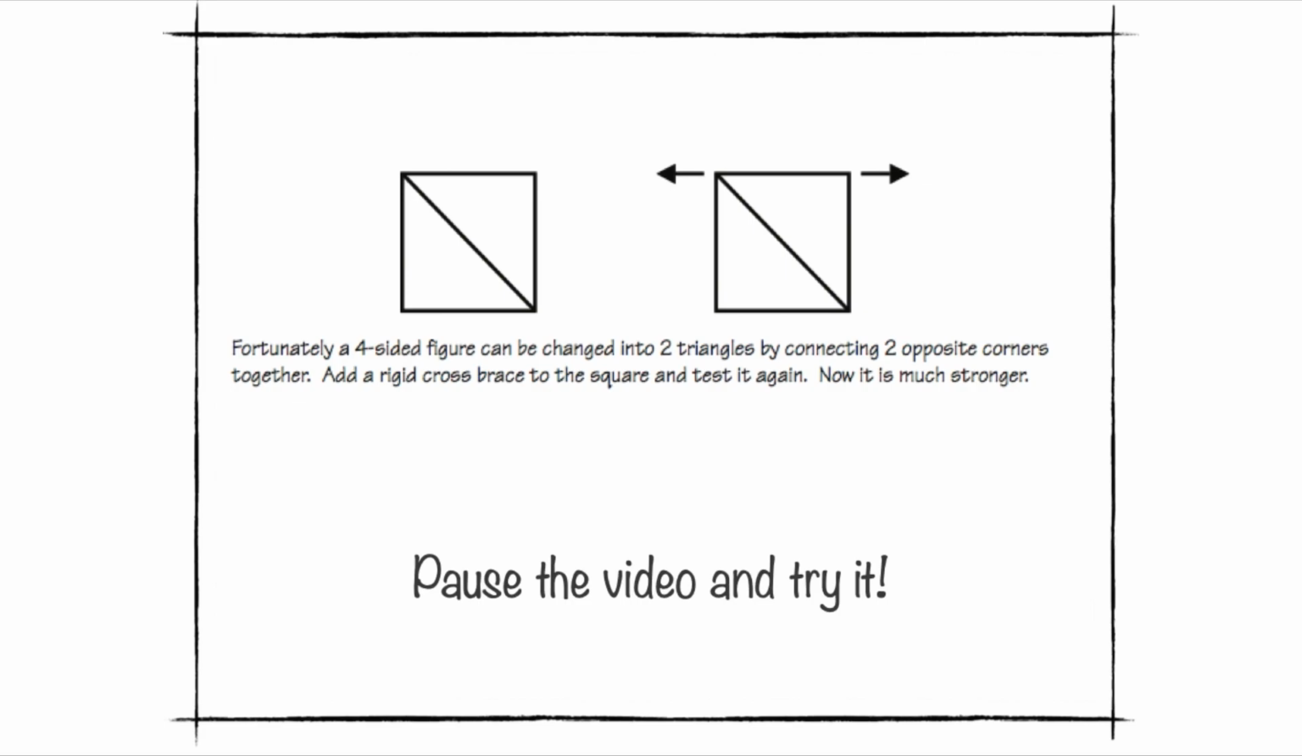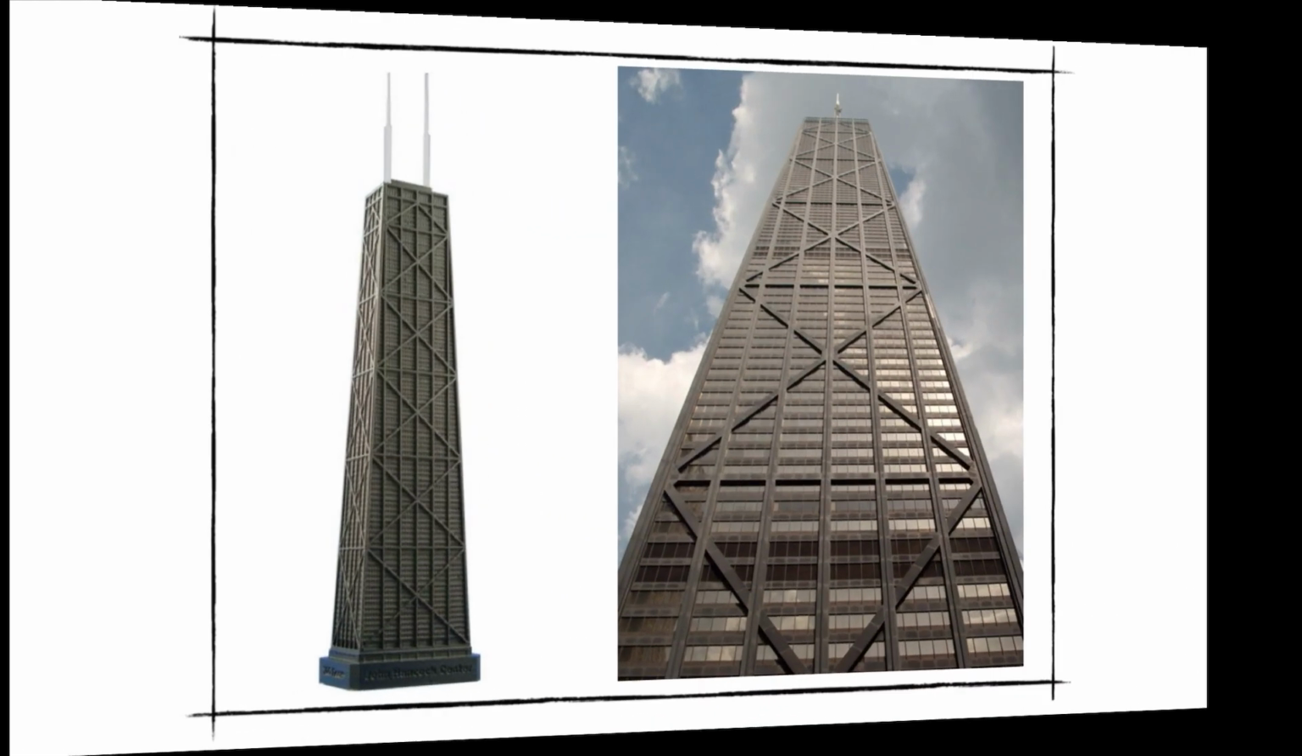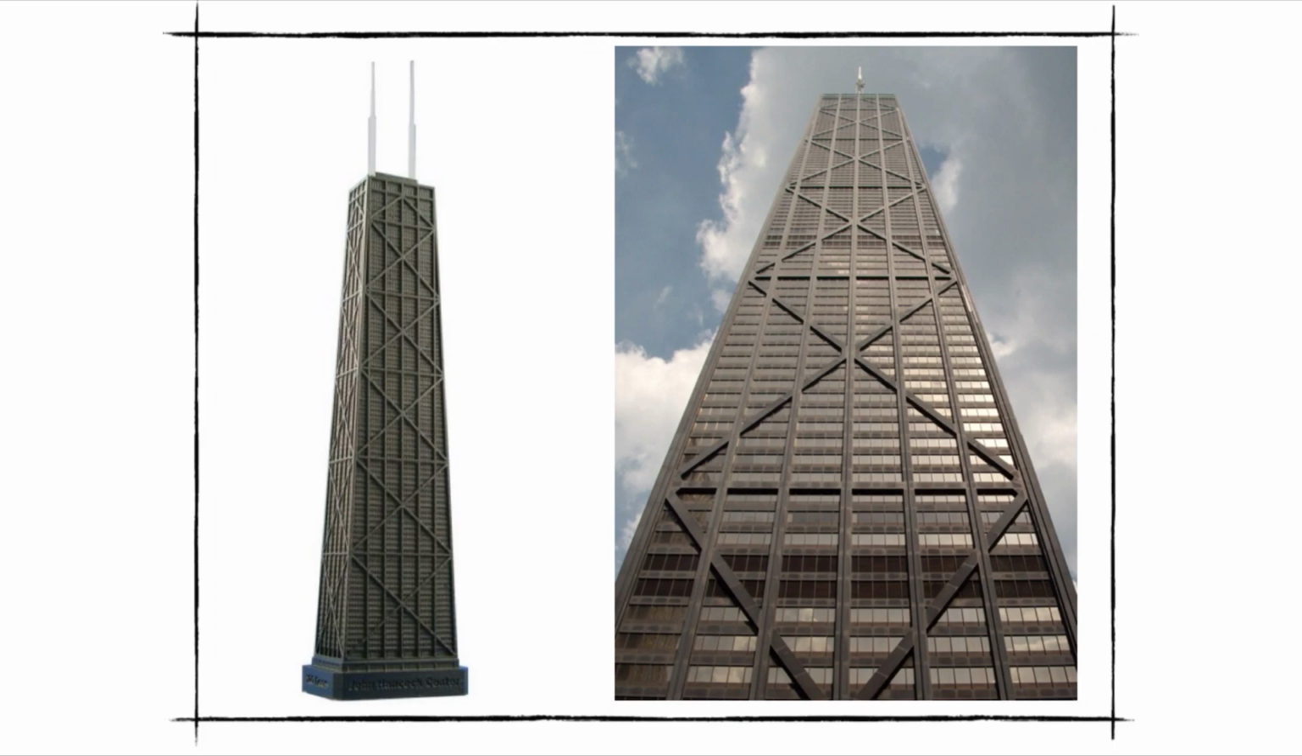Fortunately, a 4-sided figure can be changed into 2 triangles by connecting 2 opposite corners together. Add a rigid cross brace to the square, and we test it again. Now it's much stronger. Look at some examples of actual buildings and notice how they're made up of triangle cross braces.